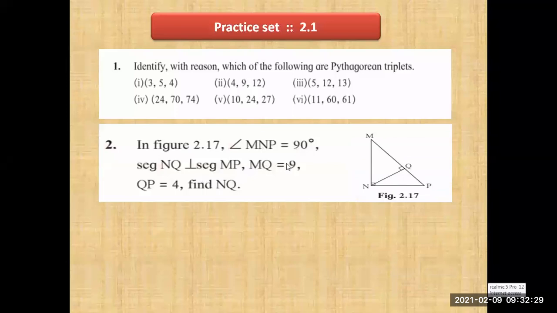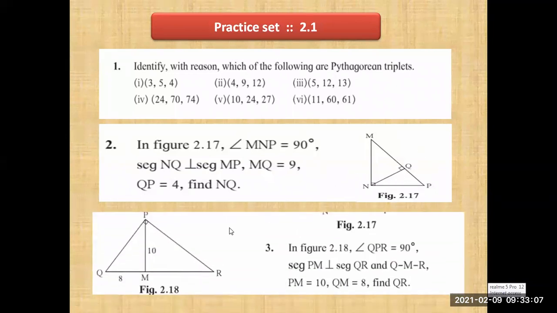In figure 2.17, angle MNP is equal to 90 degrees. NQ is perpendicular to MP. So here the altitude is NQ, MQ is 9, and QP is 4. Which theorem is applying here? Geometric mean theorem. By applying the geometric mean theorem, NQ square is equal to MQ into QP. So 9 into 4 is 36, and we have to find the value of NQ. So NQ is equal to under root 36, that is equal to 6.